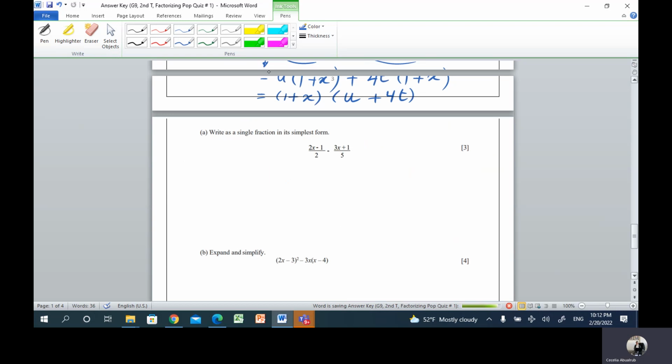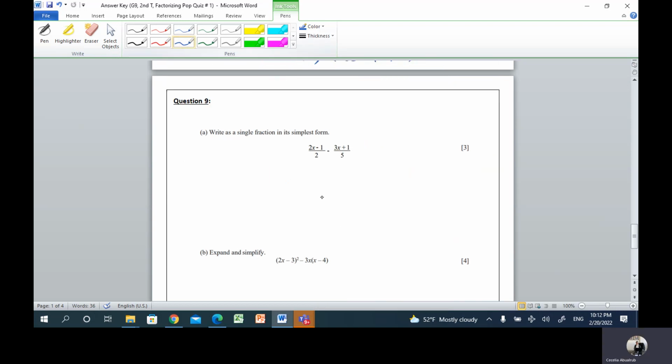Okay, let's go now to this part here. So you are given 2 algebraic fractions where you need to subtract them. As we know, if we are adding or subtracting fractions, the denominator must be the same. So in this case, we're going to multiply the first fraction by 5, each the numerator and the denominator, and the second fraction by 2.